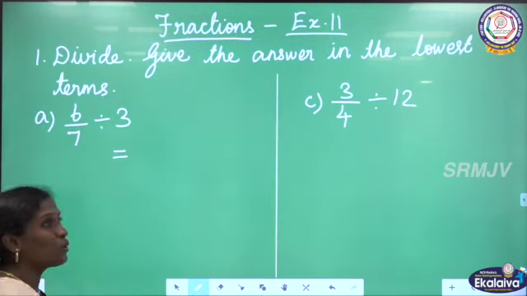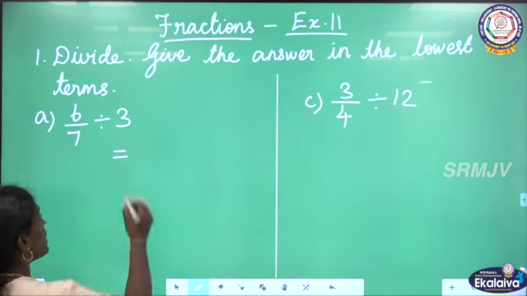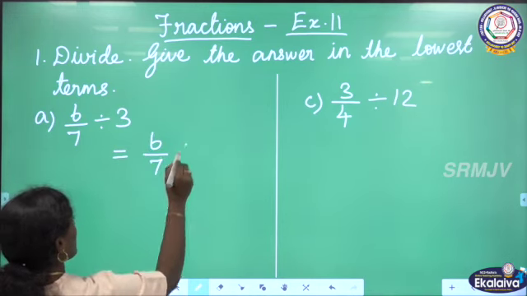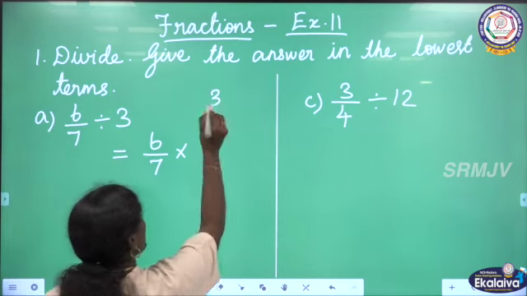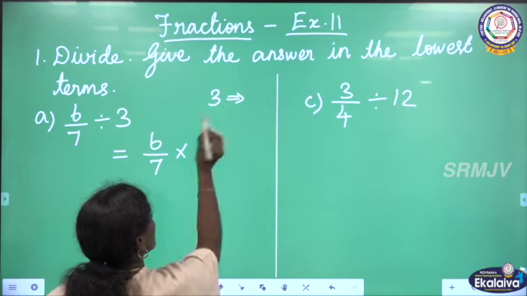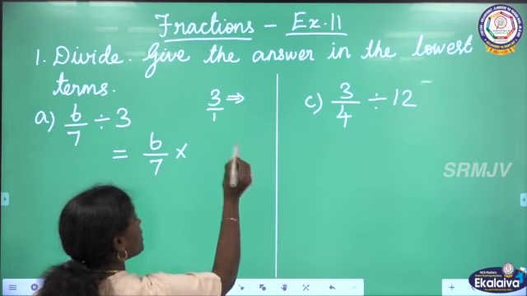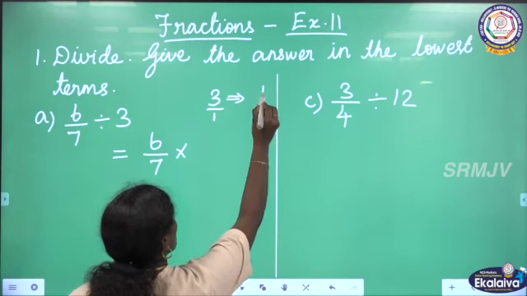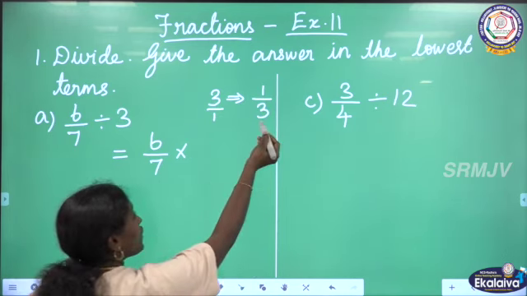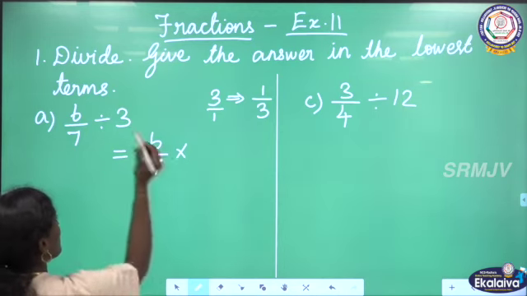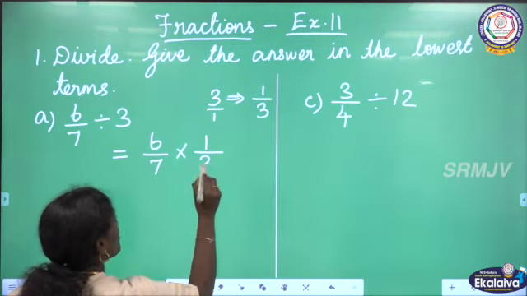To divide, what we have to do? To divide a fraction by a whole number, we are going to multiply the fraction by the reciprocal of the whole number. Here the number is 3. What is the reciprocal of 3? Here whole number means the denominator is 1, isn't it? For all the whole numbers, the denominator is 1. The reciprocal of the whole number is 1 by the whole number. Here, the reciprocal of 3 is 1 by 3. So, here we are going to multiply 6 by 7 by the reciprocal of 3, that is 1 by 3.